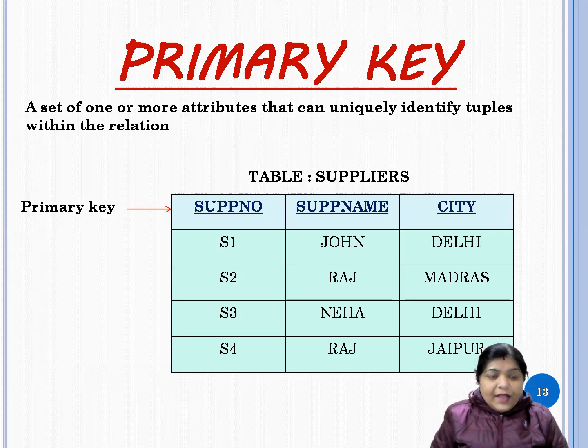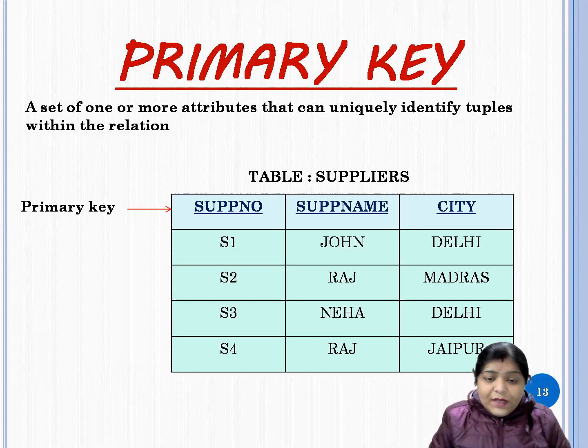Okay. A set of one or more attributes that can uniquely identify the tuples within the relation. So what do you mean by primary key? Basically, the key which uniquely identifies some particular row has to be made a primary key. For example, this is a supplier table. Here is the supplier number, here is supplier name and city. So we know a name can be the same for two people. Two persons live in the same city.